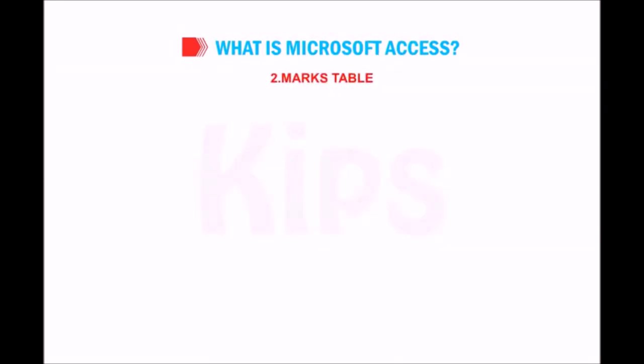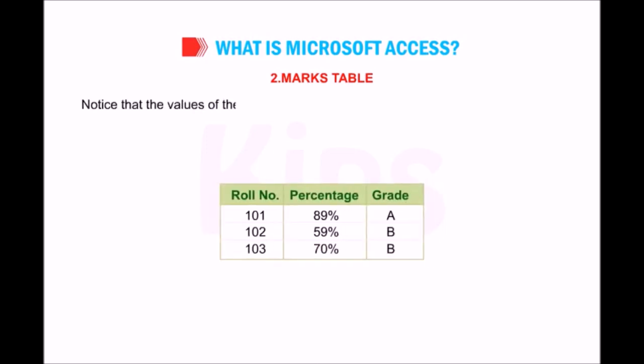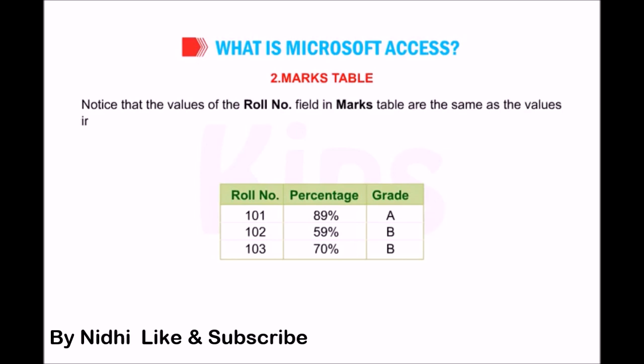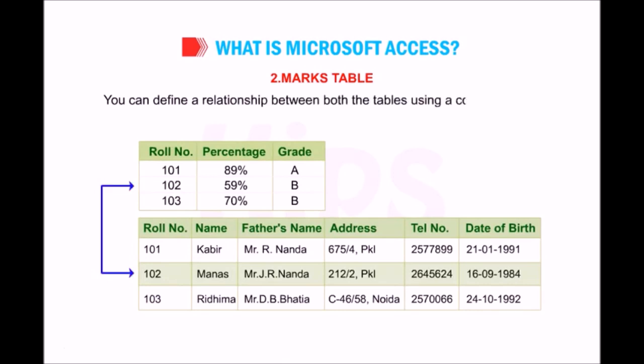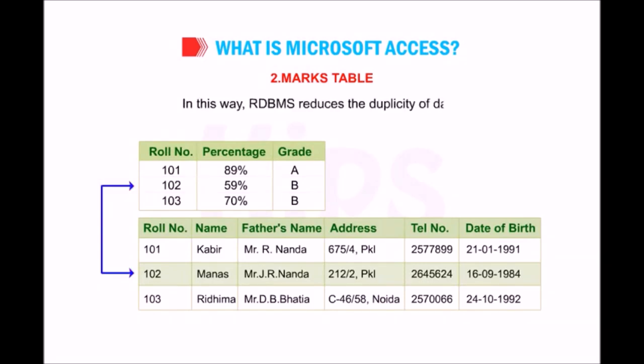Number 2. Marks Table. Notice that the values of the roll number field in the Marks Table are the same as the values in the Students Information Table. You can define a relationship between both the tables using a common field, that is, roll number. In this way, RDBMS reduces the duplicity of data.